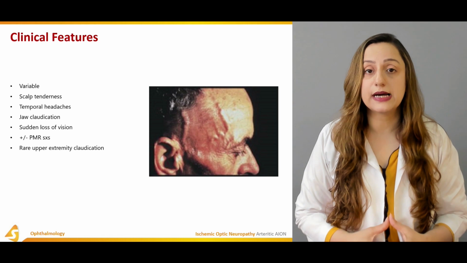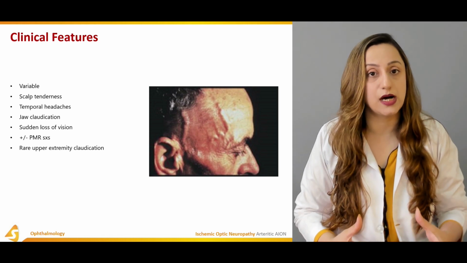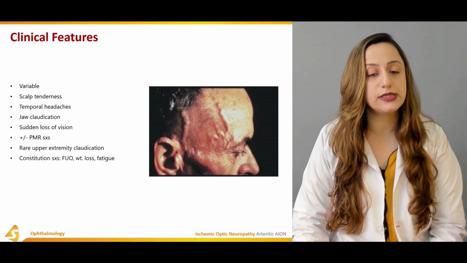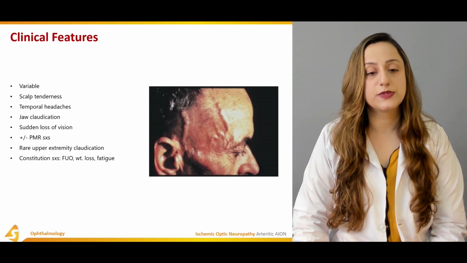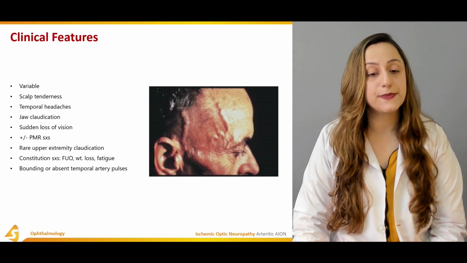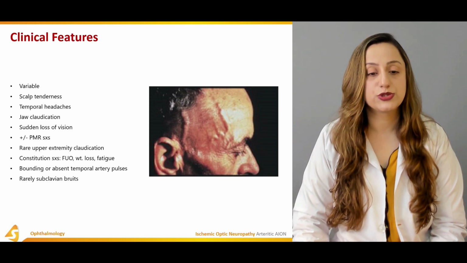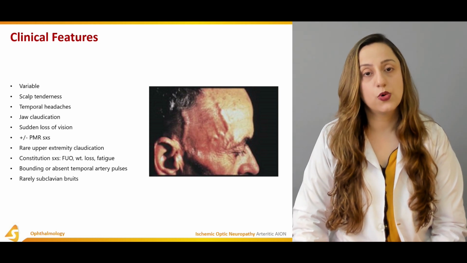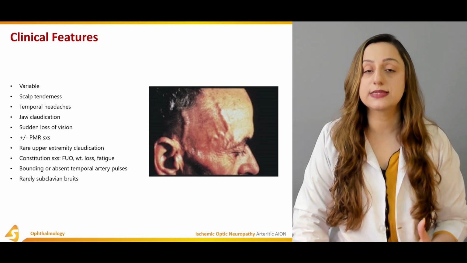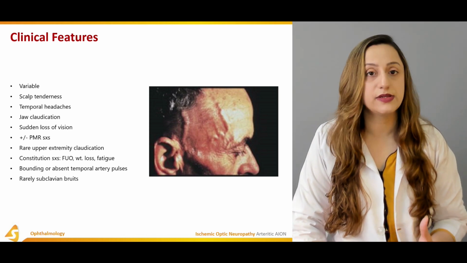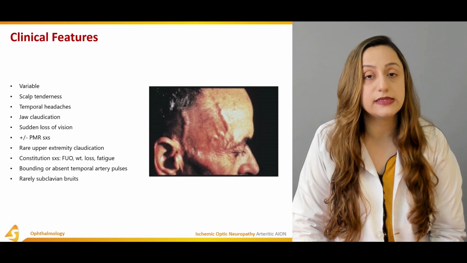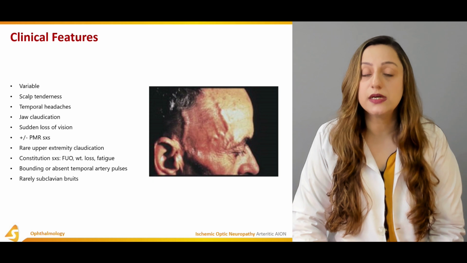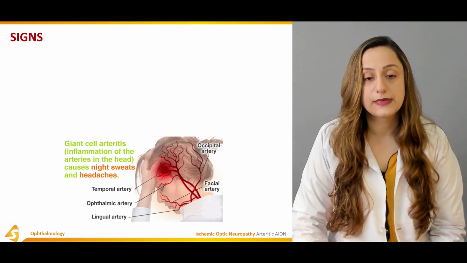As we've already discussed, it's usually the upper extremity arteries that are involved in a lot of cases. The constitutional symptoms, weight loss and fatigue, are observed in a lot of individuals. Bounding or absent temporal artery pulses are also included, and then we have the rare subclavian bruit. So when we put our stethoscope over the subclavian artery, we would hear these bruits at this level.